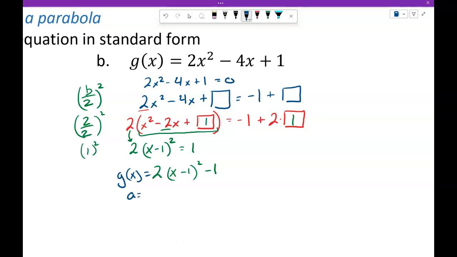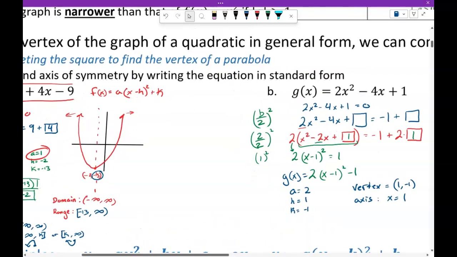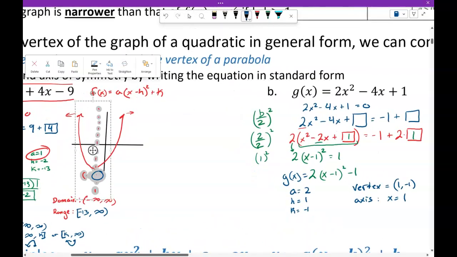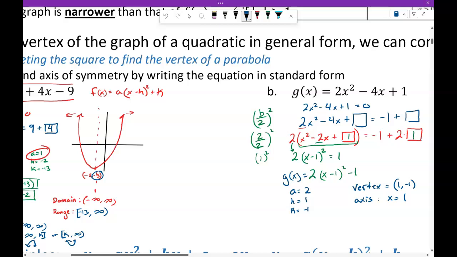So we have an a value of 2, we have an h value of 1, and we have a k value of −1. Our vertex is going to be located at (1, −1), and our axis of symmetry at x = 1. And so if we compare it to our other graph, we have our vertex at (1, −1), with our axis of symmetry, and it's also going to open up, but it's going to be narrower because that a value is greater than 1.